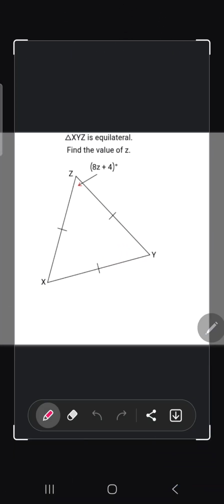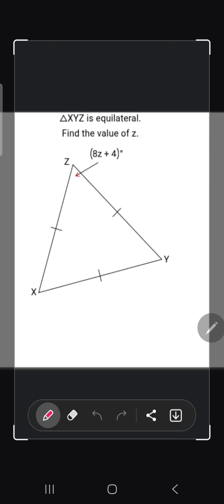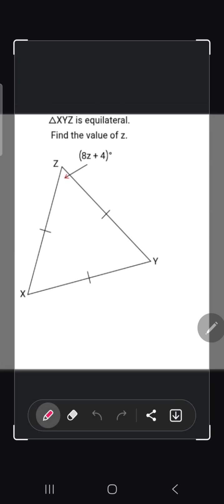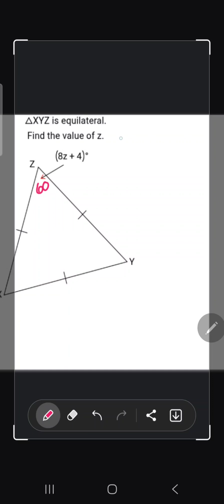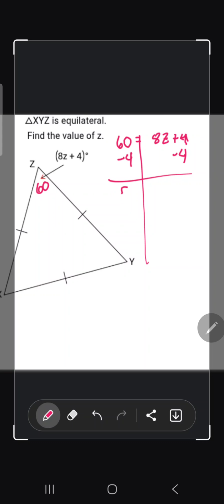In the next problem, we have an equilateral triangle again. And in this equilateral triangle, we know from the last problem that these angles are 60. So the measure of this angle is not only 60, but it's also 8z plus 4. So I can write an equation saying that angle is equal to 60 and 8z plus 4. That gives me a two-step equation to solve, where I can subtract 4 from both sides. That gives me 56 equals 8z. Divide by 8 on both sides, and z is going to be 7.